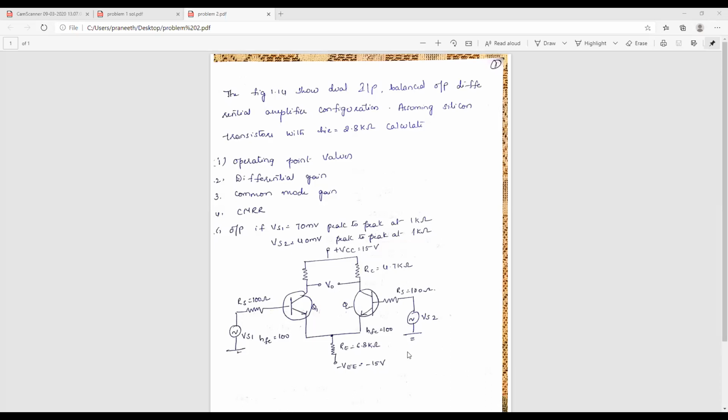Whoever didn't do it, calculate AD, calculate AC. After getting AD and AC, calculate CMRR. Your CMRR formula is AD by AC. Simply substitute AD value and AC value over there. So you will be getting the value of CMRR. So the fifth bit I will tell you in the next class.